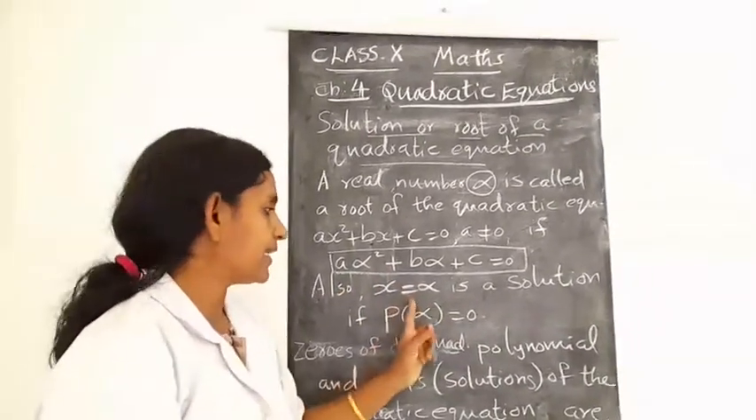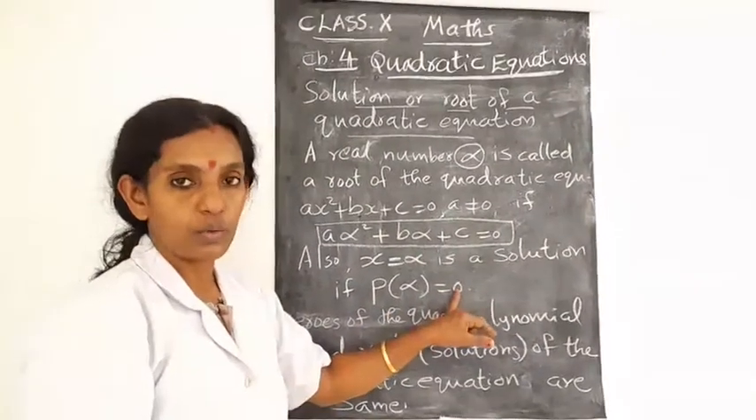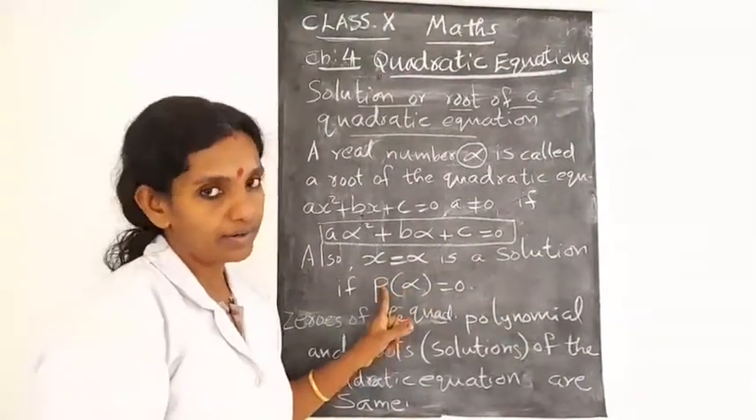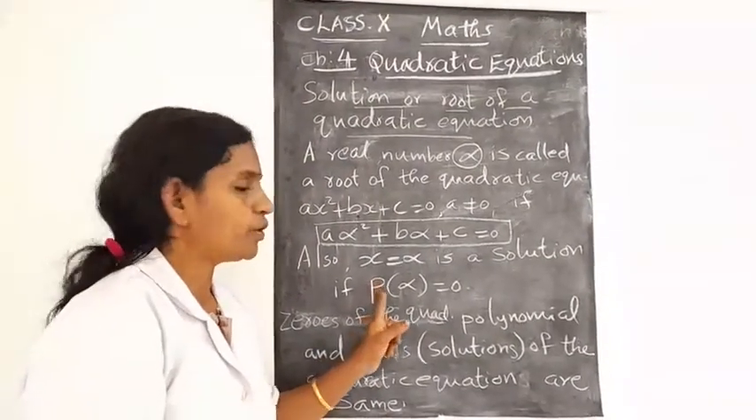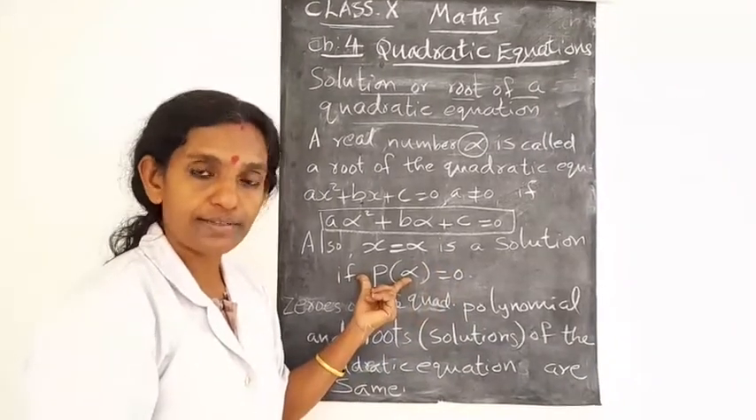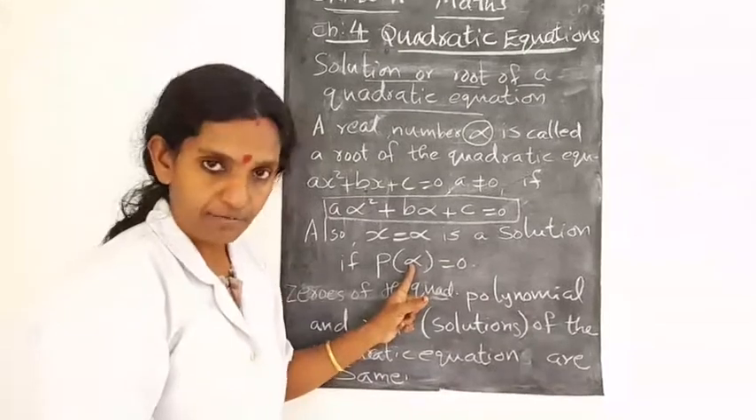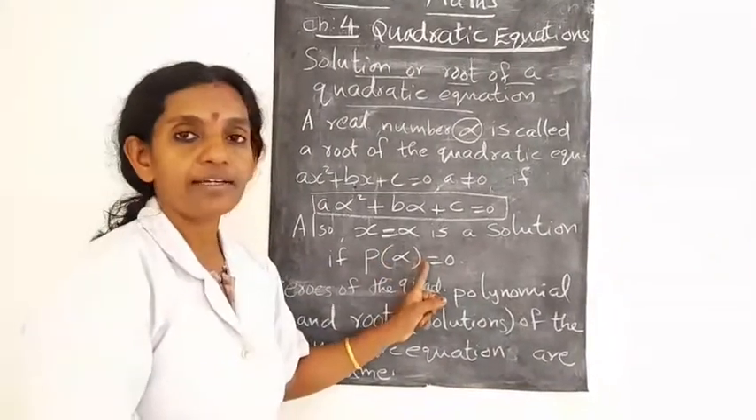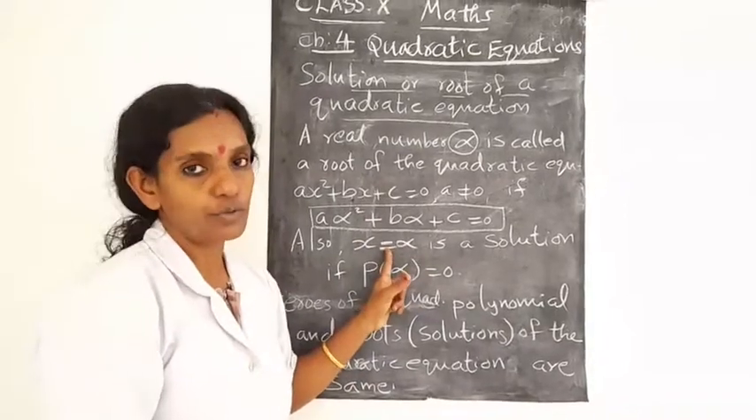Then also we can say x equal to alpha is a solution if p of alpha equal to 0. P of x is the quadratic polynomial, but for any polynomial it is applicable. If p of x equal to 0 is a quadratic equation, in the place of x we are substituting alpha, then p of alpha equal to 0 if alpha is a solution.